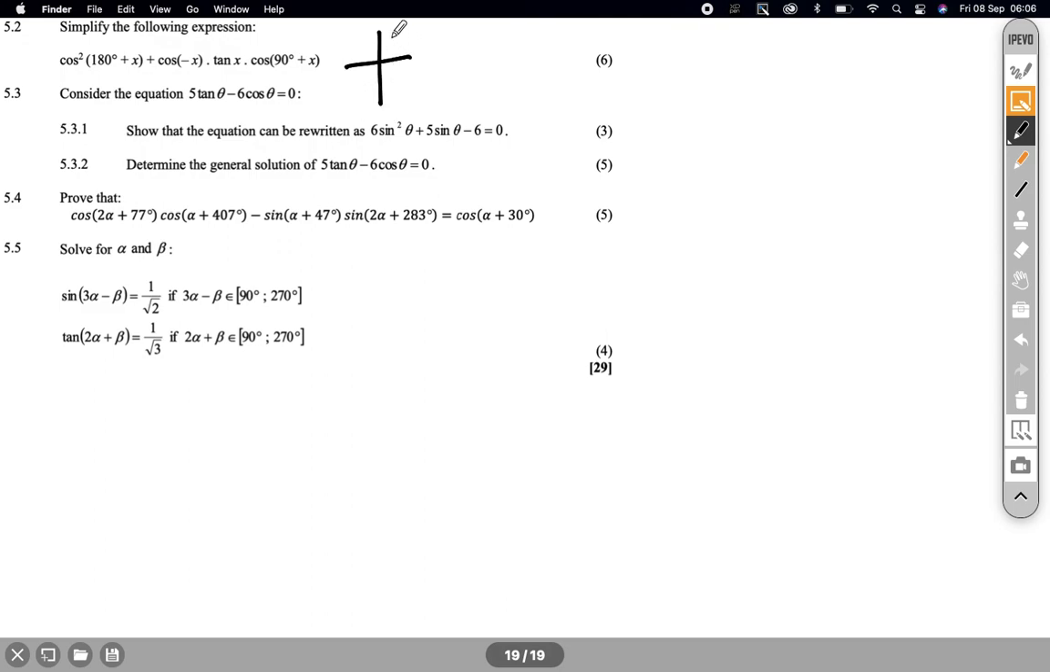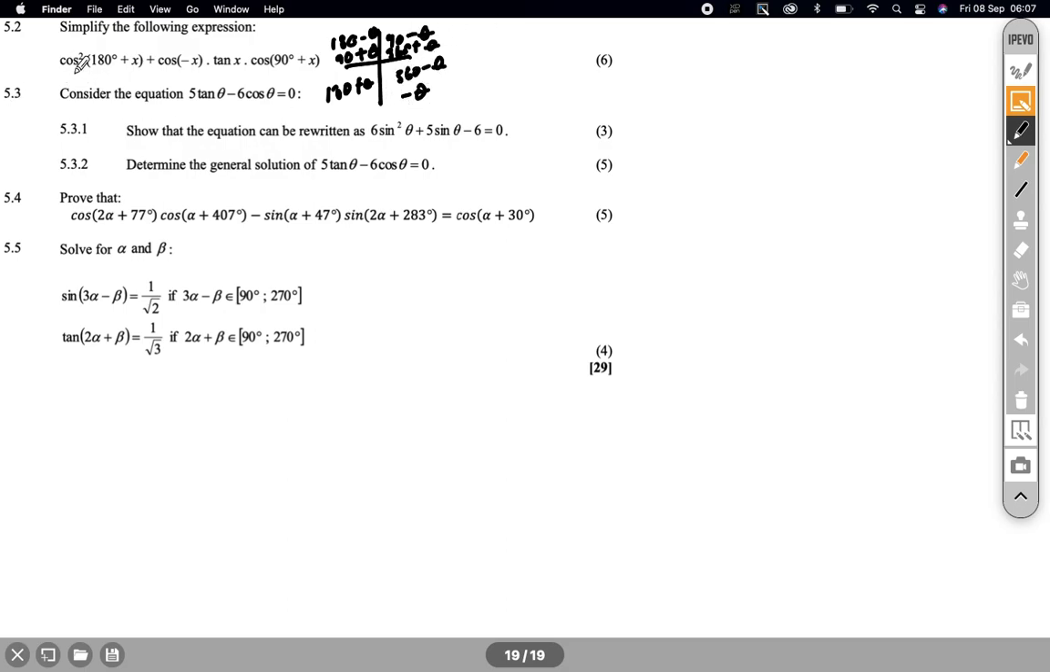and then remember that here we have 90 minus theta. We have 360 plus theta. Here we have 180 minus theta. Here we have 90 plus theta. Here we have 180 plus theta. And here we have 360 minus theta and negative theta.